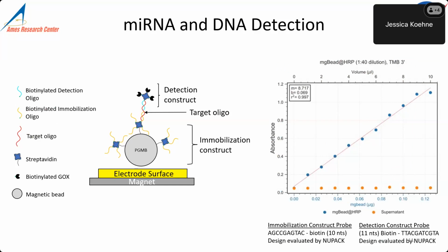So our assay is very similar, but instead of having an antibody as a probe, we turn to an oligonucleotide probe on both the immobilization and detection constructs. And that then can bind to a target oligo. We can be looking at DNA, we can be looking at microRNA. Let's go to the next slide.